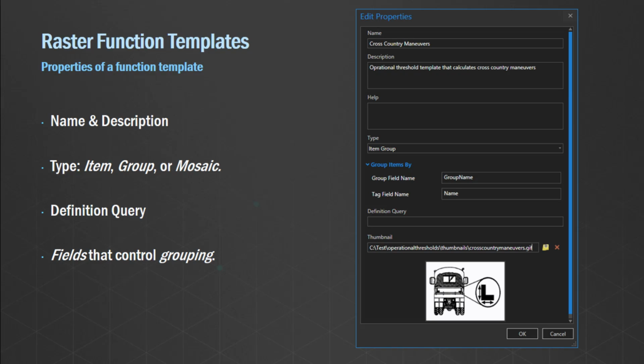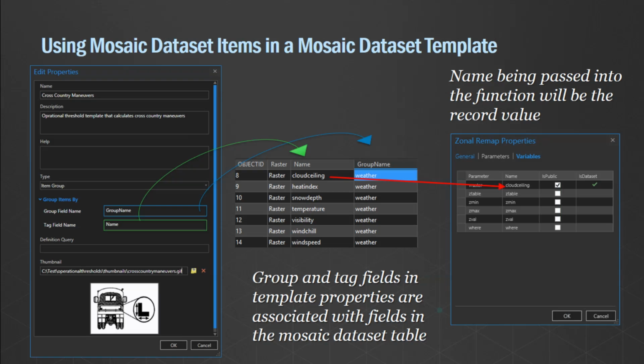So you can see here that I have it set to item group, and you're going to have to set fields in your Mosaic data set to define what groups and what items in that group are going into that parameter. So I'm going to go to my next slide and show you a little closer look.